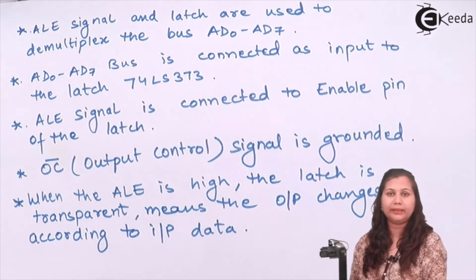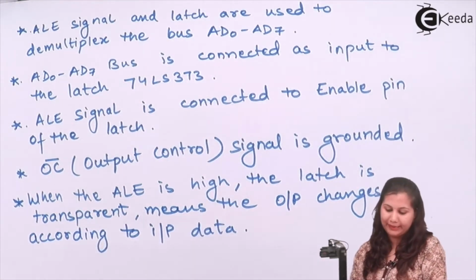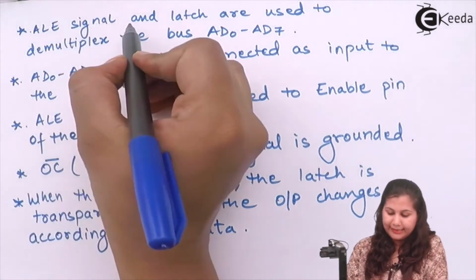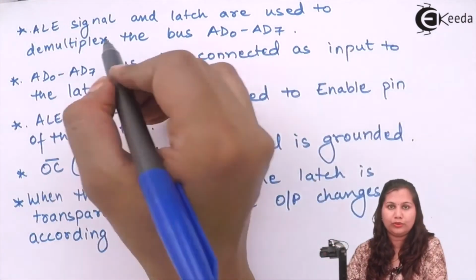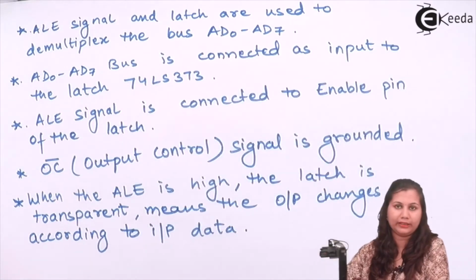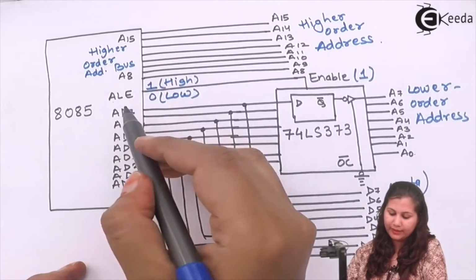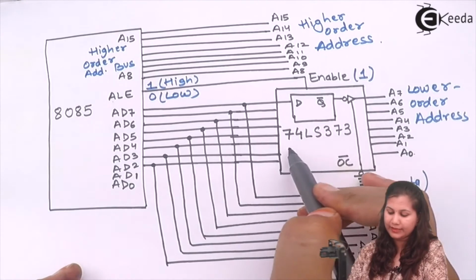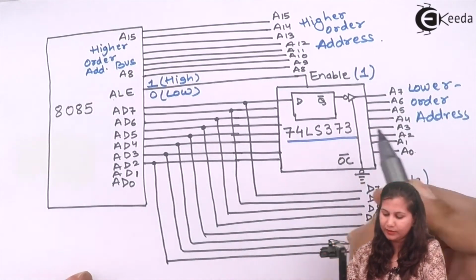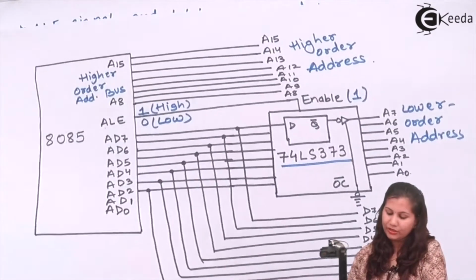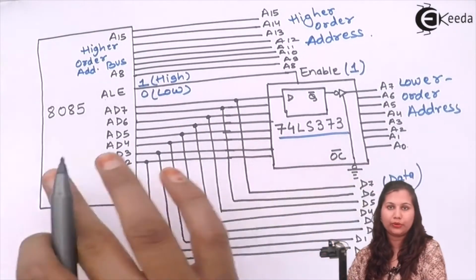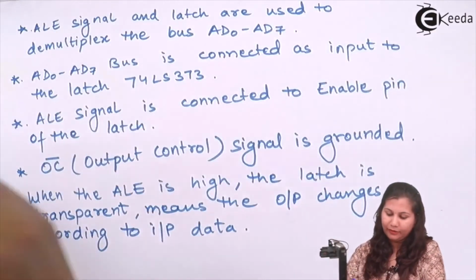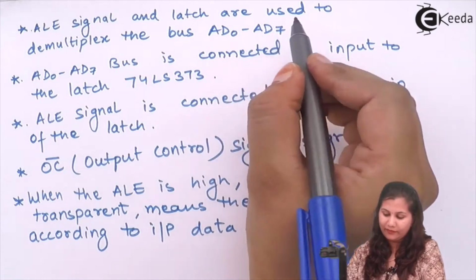So let's have the key points of the demultiplexing: the ALE signal and the latch are used to demultiplex the bus AD0 to AD7. Here we have used the ALE signal and this latch 74LS373. So this latch and ALE signal both are used to demultiplex the AD0 to AD7 bus.